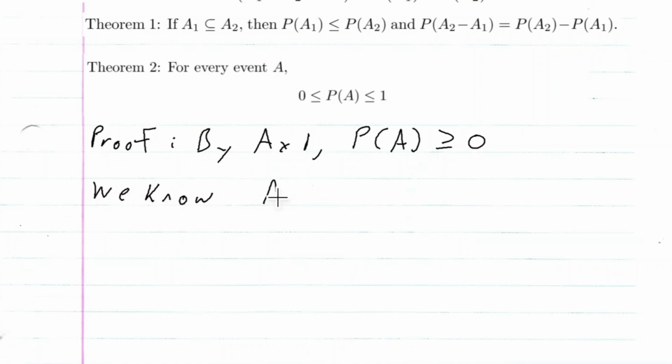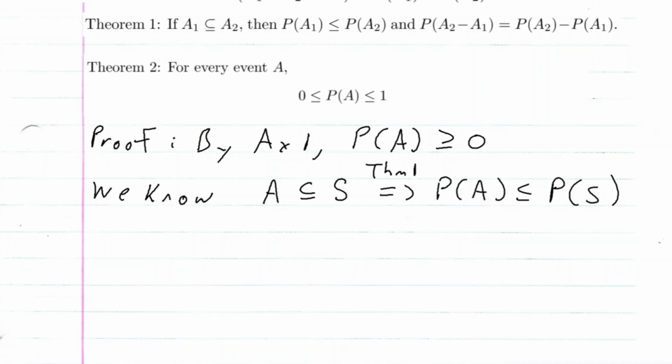that any event A is a subset of the sample space by definition, right? Okay, well notice here, if I have a set being a subset of another set, then the probability of that set is less than or equal to the probability of the other set, right? So I'm going to be using theorem 1 in this case. So this implies, by theorem 1, that the probability of A is less than or equal to the probability of S.